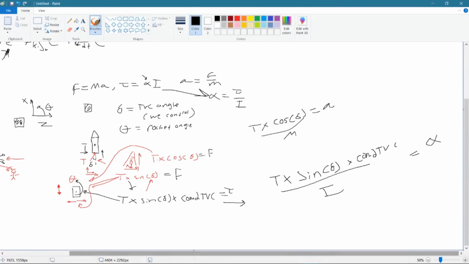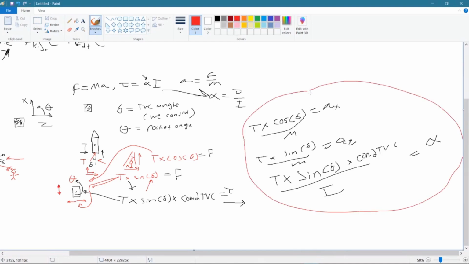And just to denote it, we'll say this is A sub x to denote that this is our vertical force. This is the force that acts in the upward direction. And boom. Okay. We are now in a very happy place so far as starting to derive our state space.